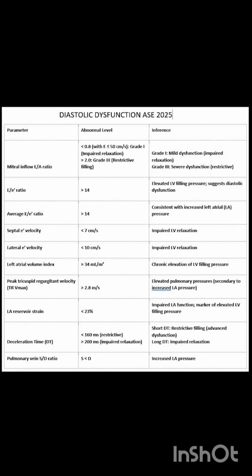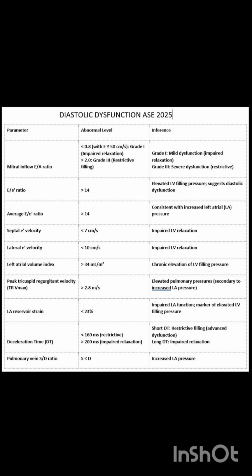The ASE 2025 guidelines for diastolic dysfunction. Mitral inflow less than 0.8 is grade 1 diastolic dysfunction or impaired relaxation. Greater than 2, grade 3 or restrictive filling. E to E prime ratio greater than 14 suggests elevated left ventricular filling pressure and diastolic dysfunction.